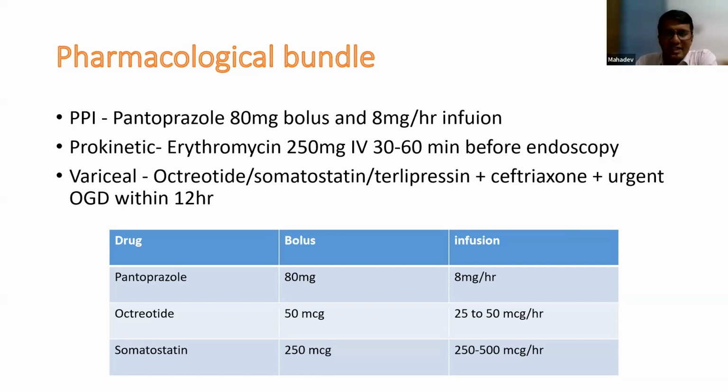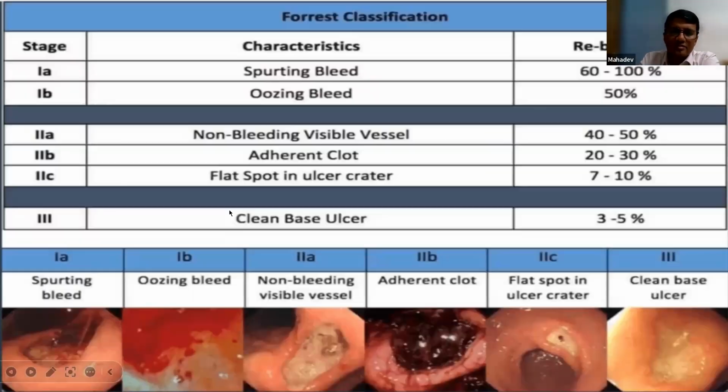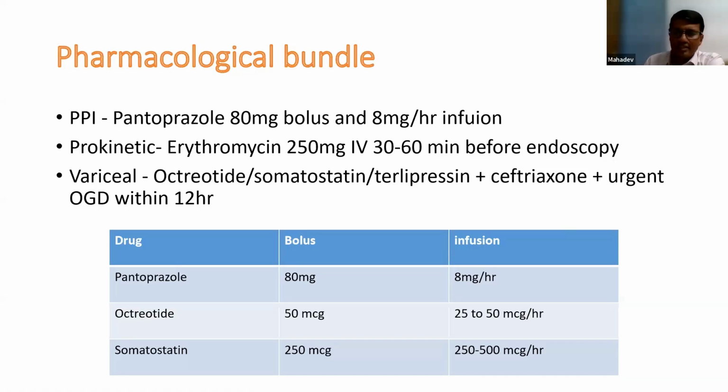So if we have a variceal bleeding, we have to consider measures to reduce the portal pressure. So what are the drugs that we can use? We can use octreotide. The dosage is 50 micrograms stat and 25 to 50 micrograms per hour infusion. Somatostatin, the dosage is 250 micrograms and 250 to 500 micrograms per hour can be given. Terlipressin is 1 mg boluses 6th hourly.